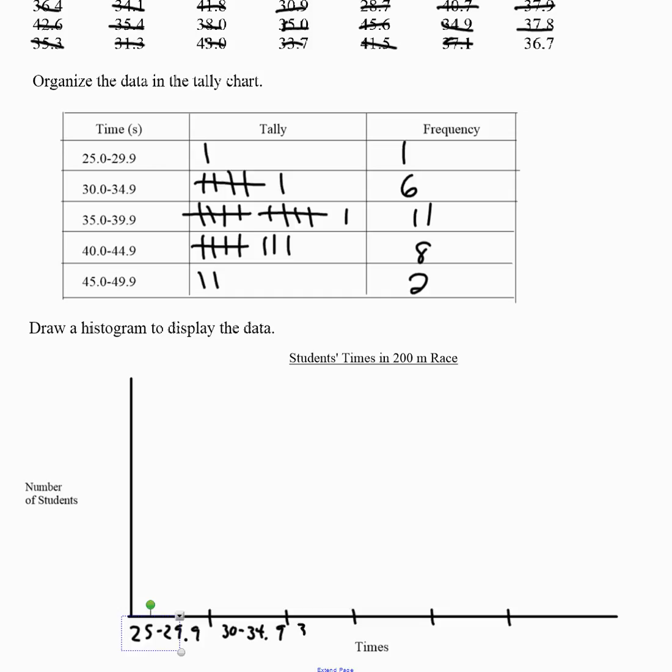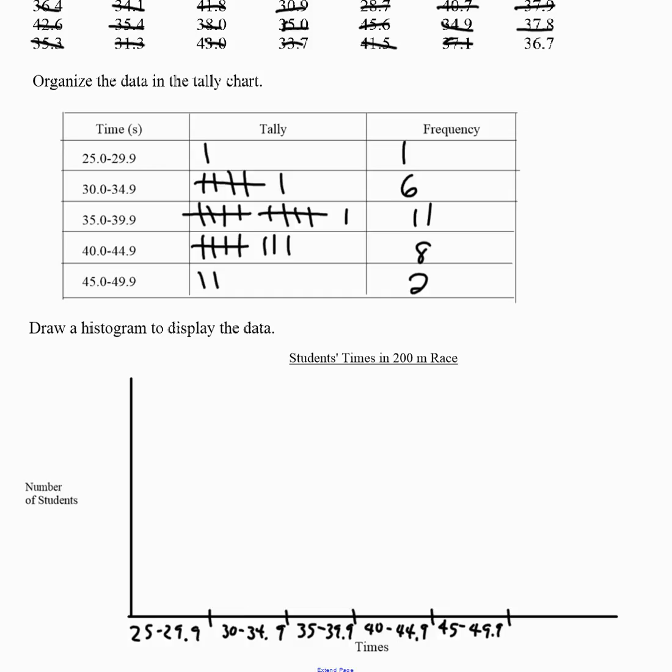So again, when you're making your own intervals, you'll notice each interval is equally spaced out. They're all approximately 5 seconds in length. You wouldn't want this one to be 5 seconds and this one to be 15 seconds and this one to be 10. You want them all to be the same.